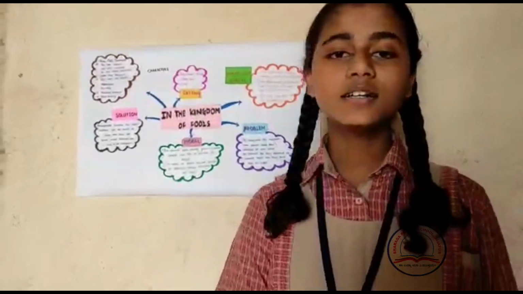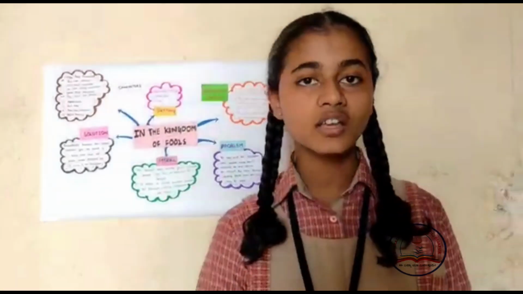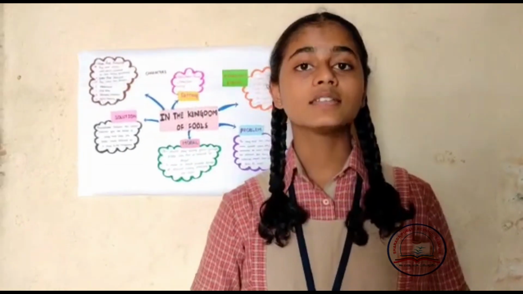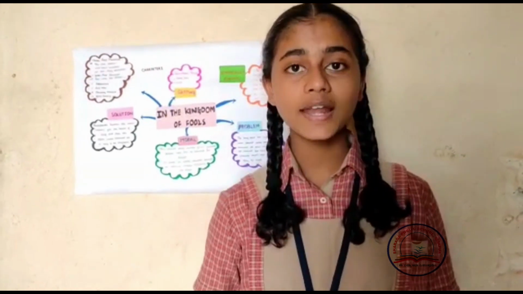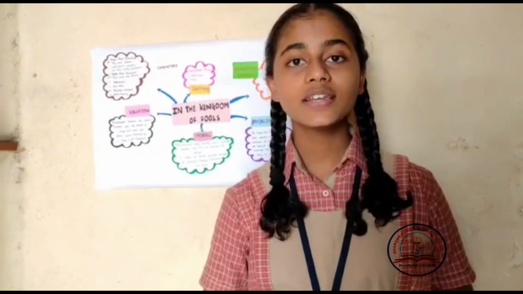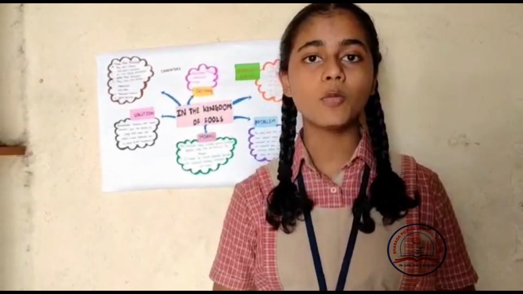Now let us learn the third important event of this chapter. Due to the foolishness of the king, he himself died. The problem of this story is that the king and minister were foolish and idiots who didn't want to run their kingdom as usual. So they decided to turn day into night and night into day. This was the problem of the story.